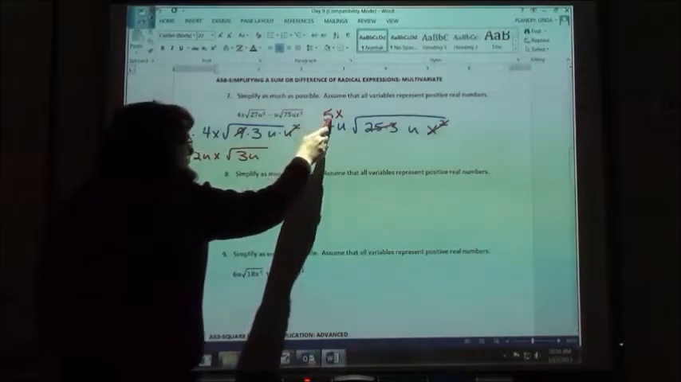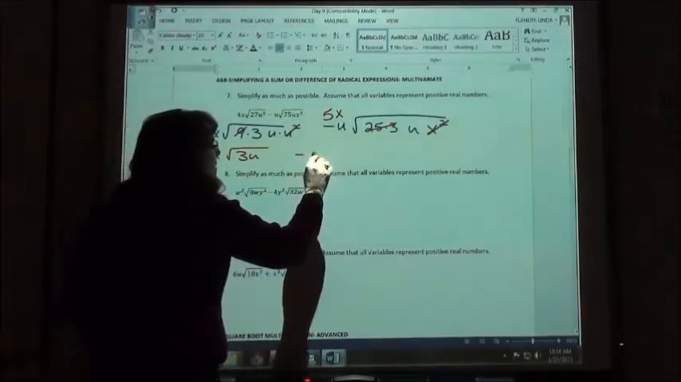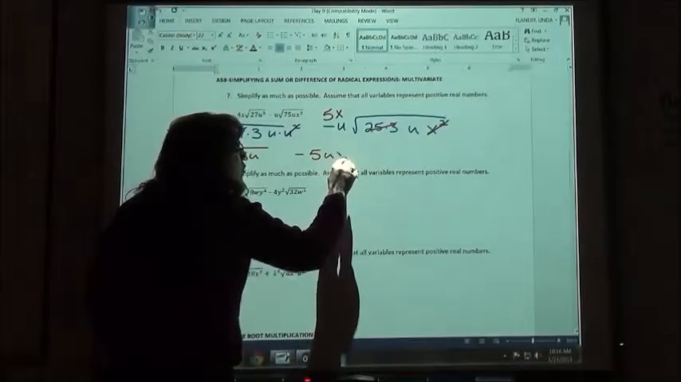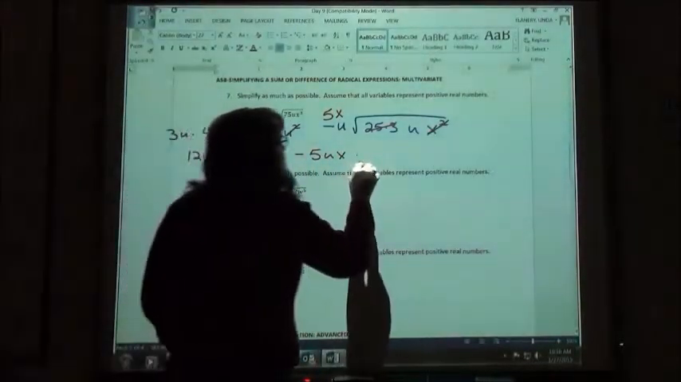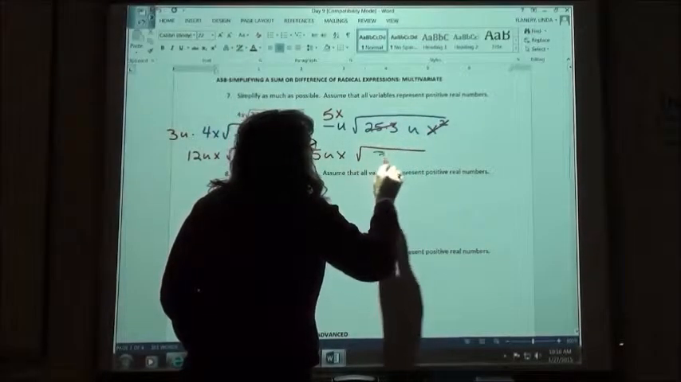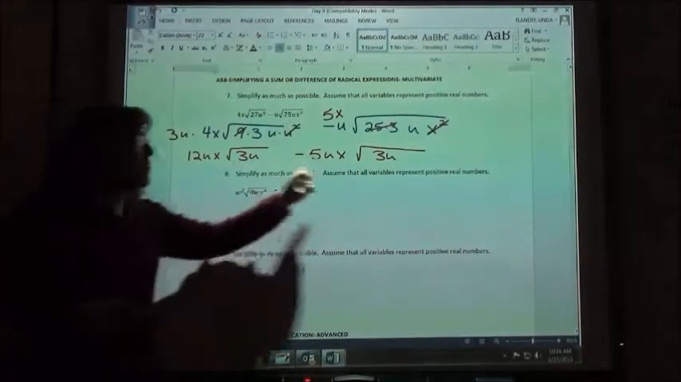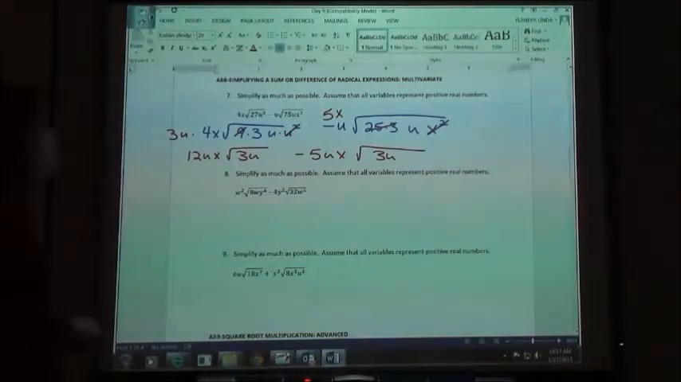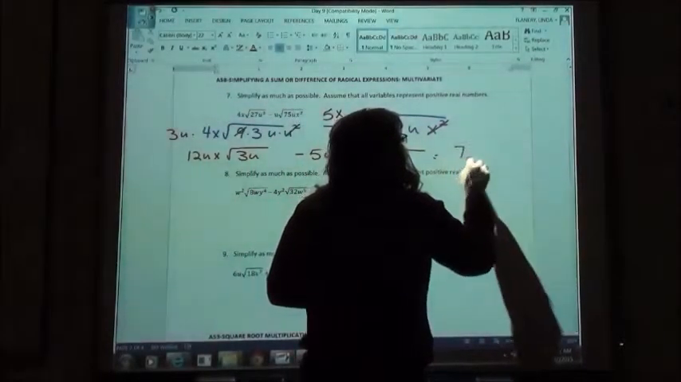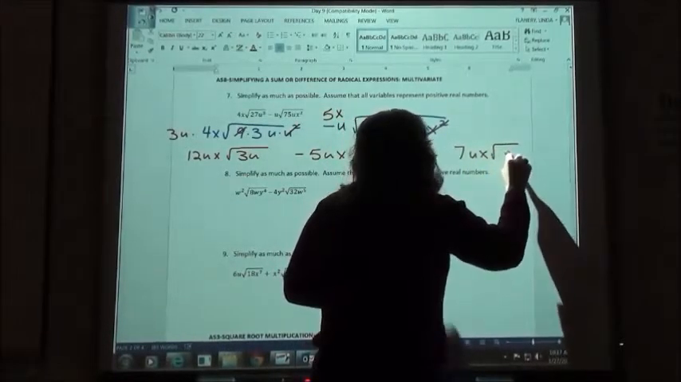So 5x times negative u would be negative 5. I'm going to put them alphabetically, ux, because I want to see that they match up, and they do. And then underneath my radical, I still have a 3 and a u, just like here under my radical, I have a 3 and a u. So everything should match up except for those front numbers. The front numbers then is what we're going to do. I have 12 minus 5. 12 minus 5 is 7. So my answer is going to be 7ux square root of 3u.